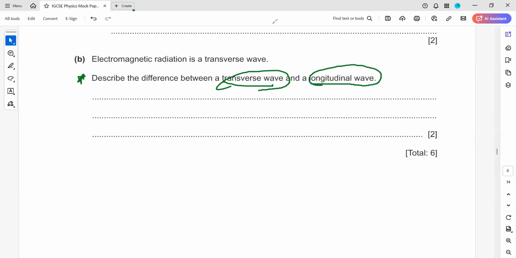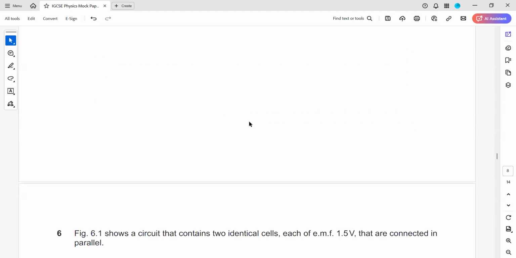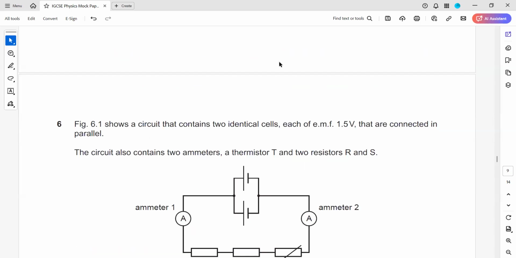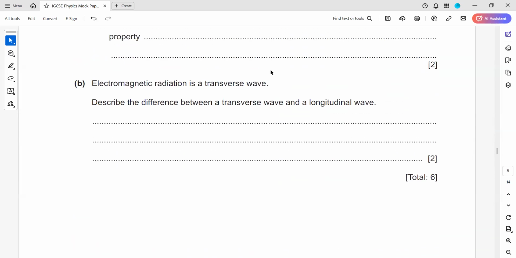What the students wrote is all correct. So in a transverse wave, the vibration is perpendicular to the direction of the wave and includes crests and troughs. In a longitudinal wave, the direction is parallel to the wave. Can we say crest, trough, and so on? You can include that, but the important point here is the direction of the vibration and the direction of the wave. In a transverse wave, the direction of vibration is perpendicular to the direction of the wave.